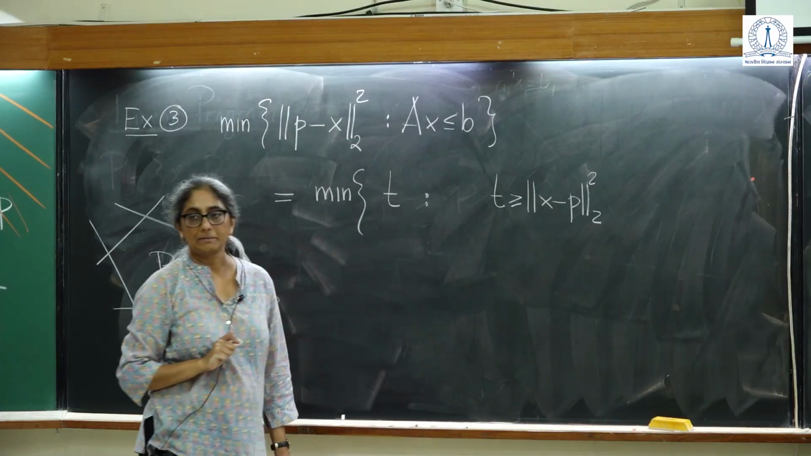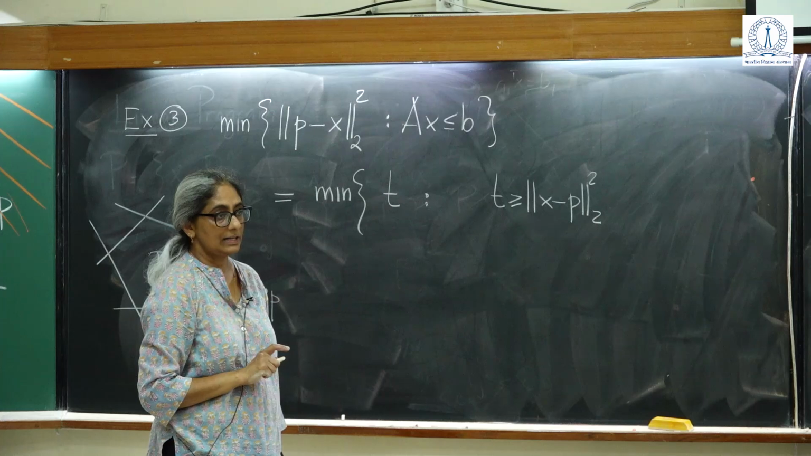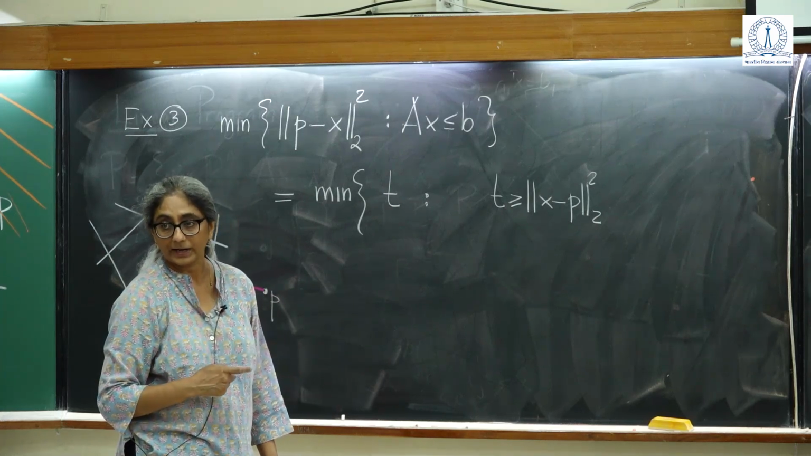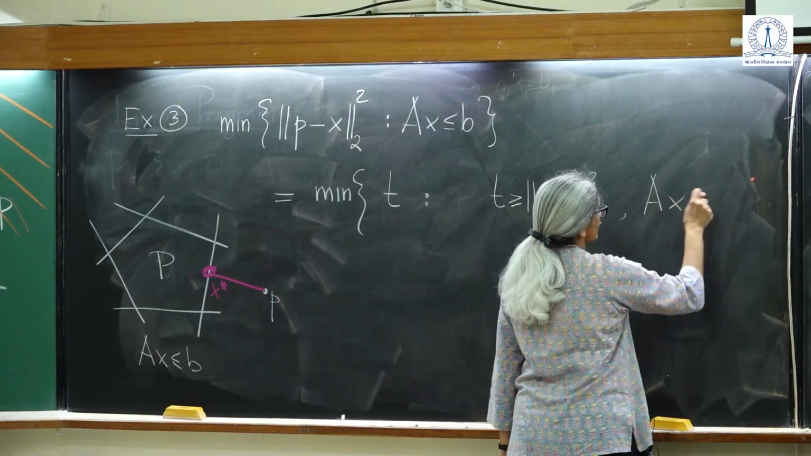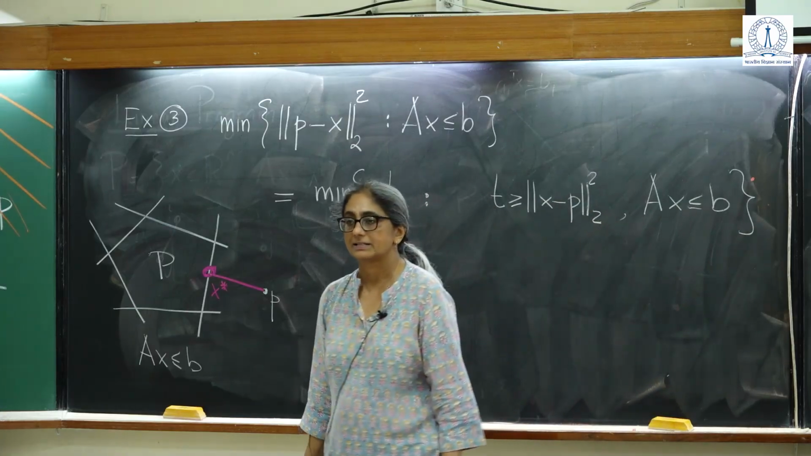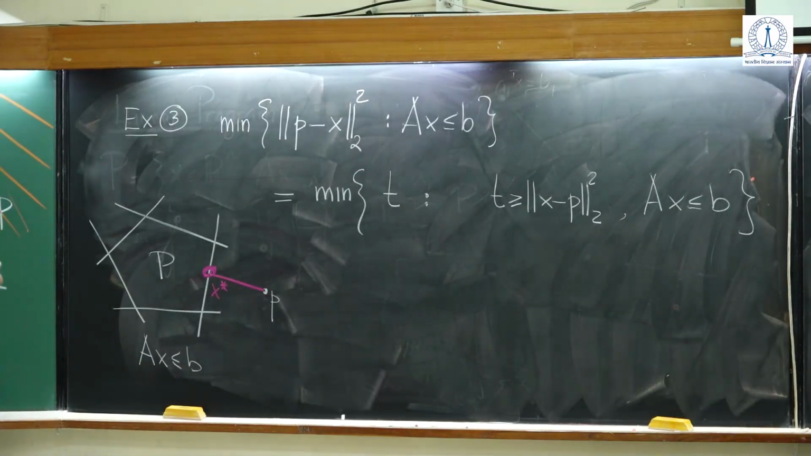Okay? So I'm going to minimize t subject to the condition that t has to be greater or equal. So the best value of t is going to be the best value of the norm square, right? And I also have the condition that Ax is less or equal to b. This I need, right? I need x to be inside the polyhedron, but I now have one more variable, a new variable t, and I'm going to minimize t subject to t greater or equal to the norm square of x minus b, and Ax less or equal to b. All right?